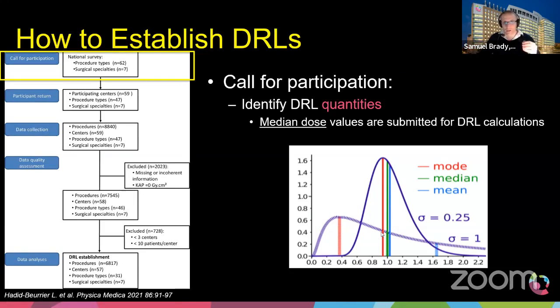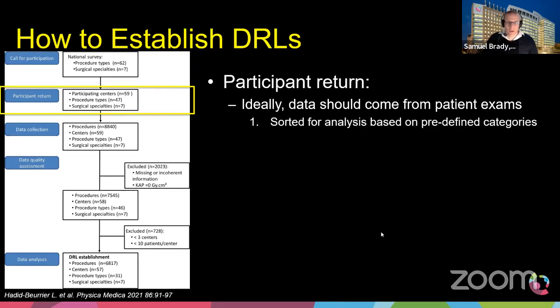So we need to identify the exams, we need to identify the dose quantities for those exams, and then we need to send the median dose values of those quantities. So that's the first step. The national organization has to organize. The second step is we need a call for participation.